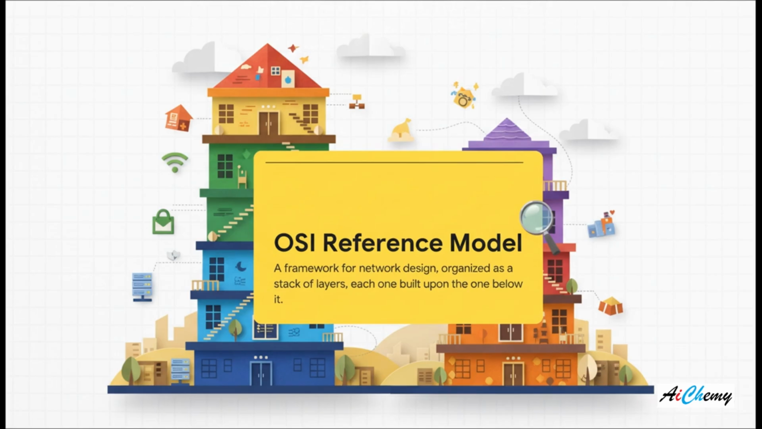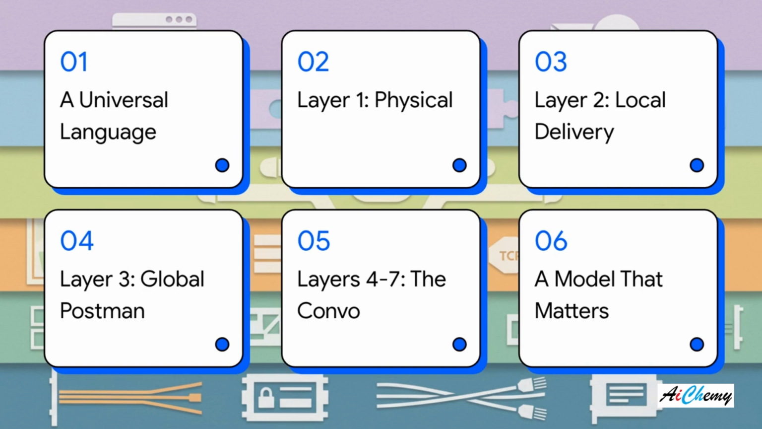It breaks down the huge task of network communication into 7 distinct, manageable layers. You can kind of think of it like a 7-story building for your data. So let's take a little tour of this building, starting right from the ground floor. We're going to look at the actual physical wires, see how data gets delivered both locally and globally, then figure out how our apps have a coherent conversation. And finally, we'll see why this whole model still matters so much today.